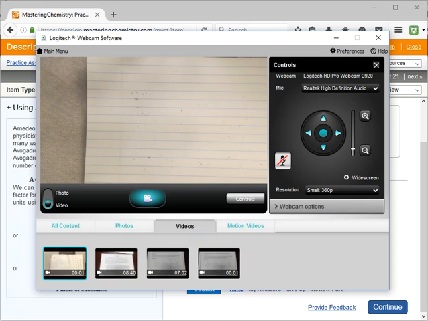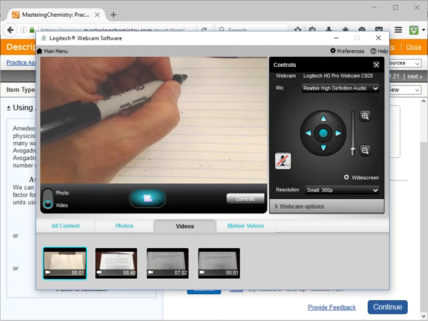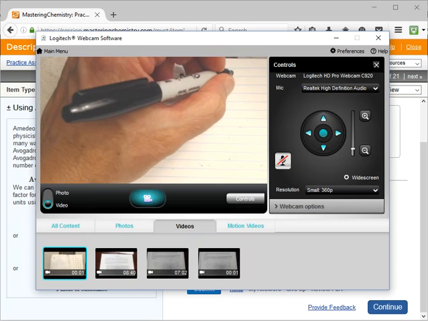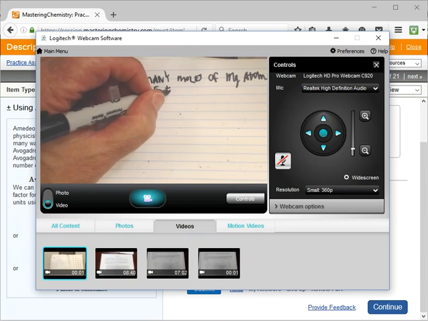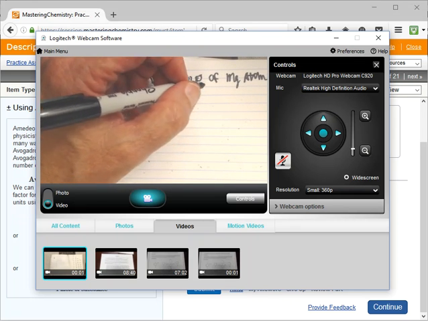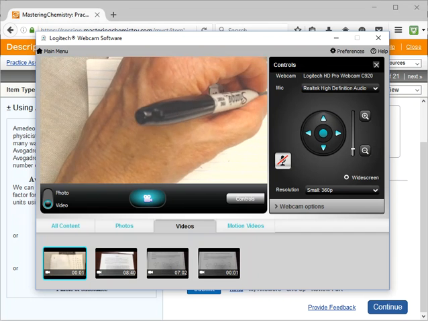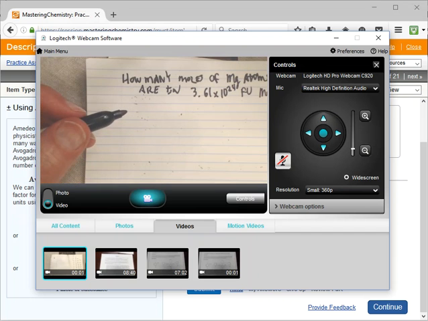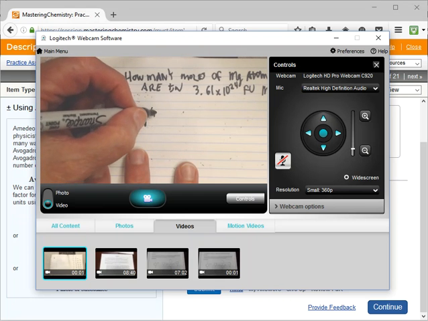So the question is, you ready? How many moles of magnesium atoms are in 3.61 times 10 to the 24th formula units of magnesium chloride? Okay, it looks like that. And so I started out with my conversion factor thing. I want to know how many moles of magnesium atoms do I have? That's that big counting number, remember?